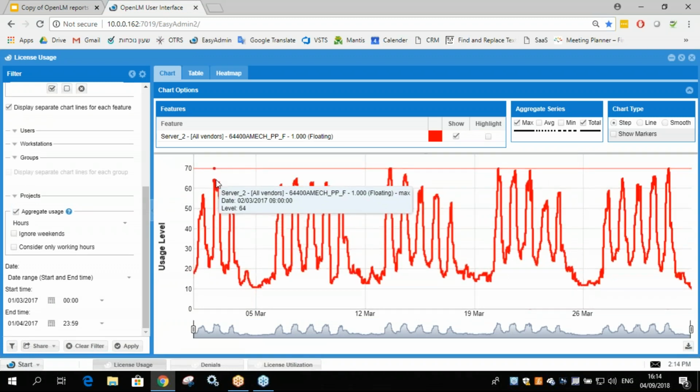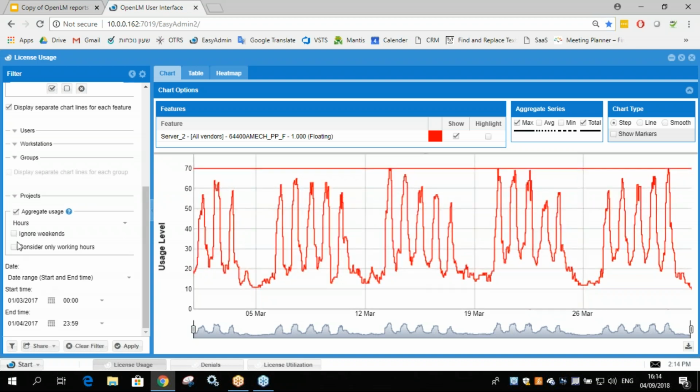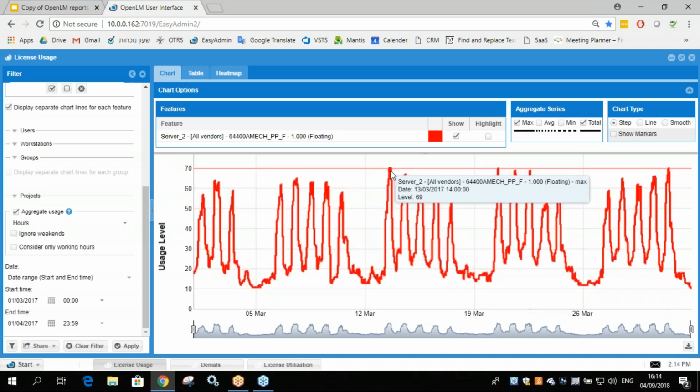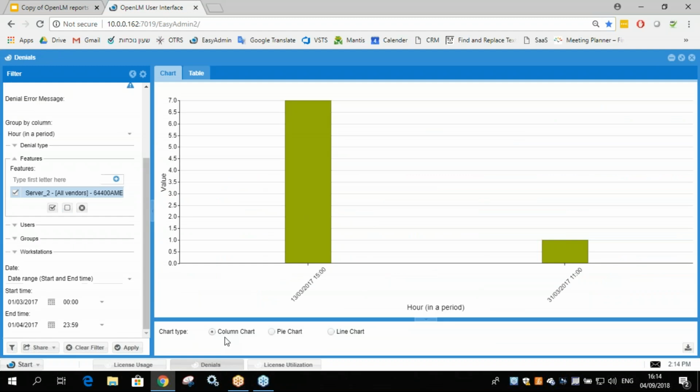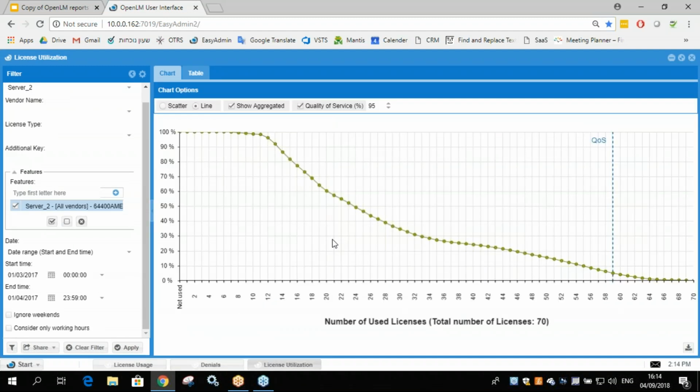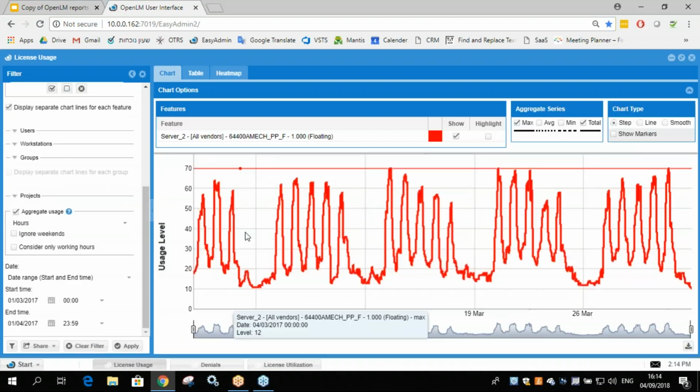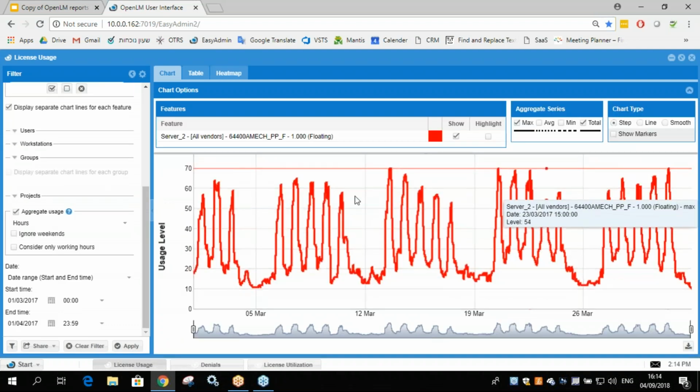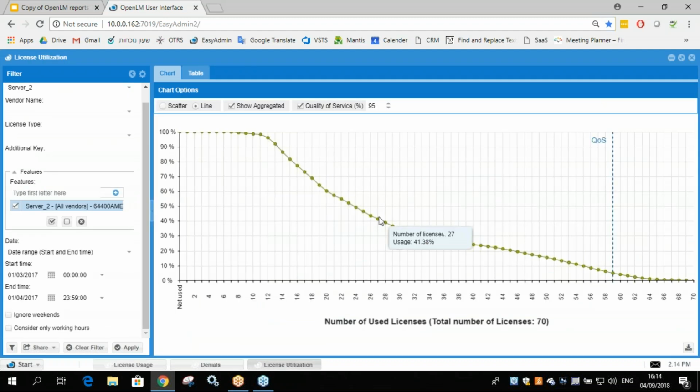So if you can see here, it shows us it's pretty high during the working hours. Okay, here it's maxing out. Not a lot of denials, as we saw, like 7 denials, 1 denial, not a whole lot. And the utilization right here says that with this graph and this amount of denials, you'll need only 59 licenses in order to reach a quality of service of 95%.